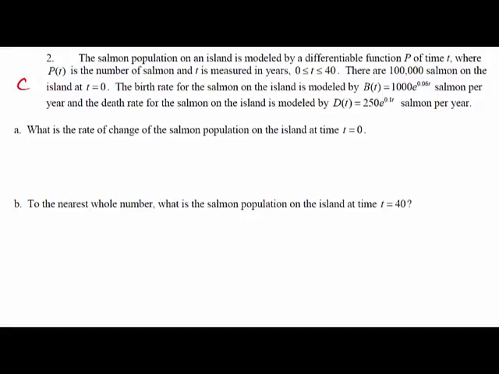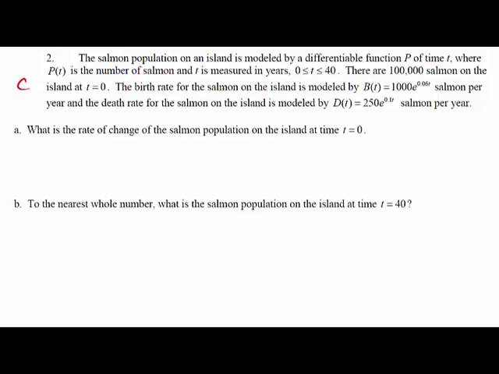So here's number 2 from the AP packet. Let's read it. The salmon population on an island is modeled by a differentiable function p of time t, where p of t is the number of salmon and t is measured in years. There are 100,000 salmon on the island at t equals 0.